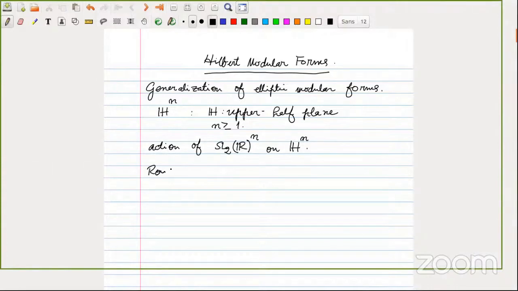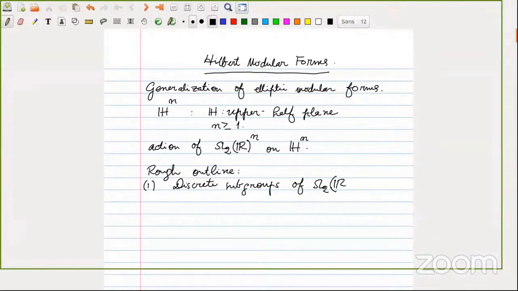So here's a rough outline. First we are going to look at discrete subgroups of SL2R to the power of n. If n were equal to 1, then I have SL2R only, and I know that SL2Z is a very nice discrete subgroup there.